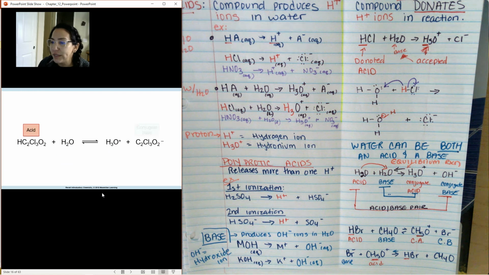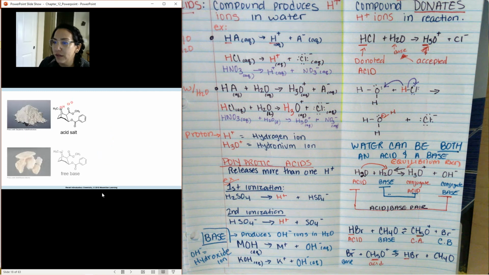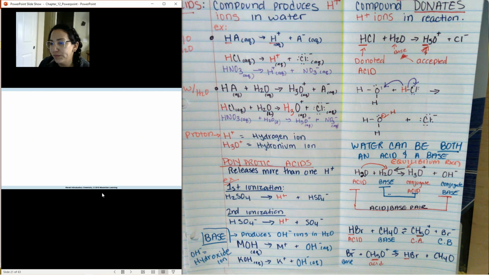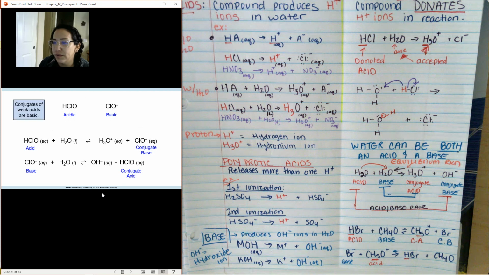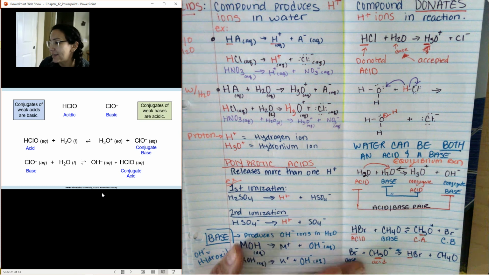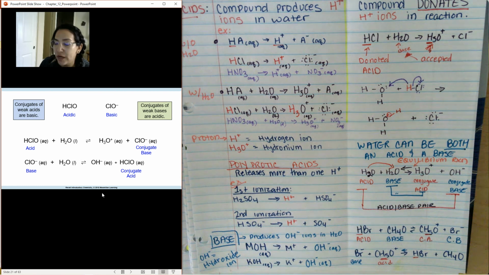Now we're going to skip this because we already talked about it. All right. So conjugates of weak acids are basic and conjugates of weak bases are acids. So that's what we were just talking about here. Acidic, basic. How do we know? Hydrogen ion on this one, no hydrogen ion on the other one. Quite simple. Just look for the hydrogens. Which one has more? Which one has less? And that should actually let you know what you have.